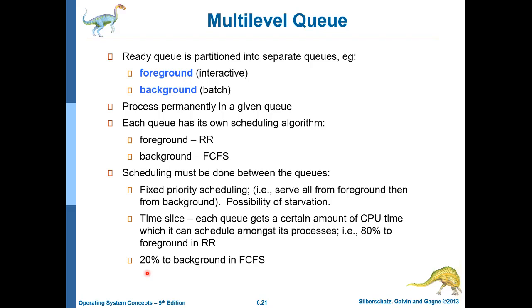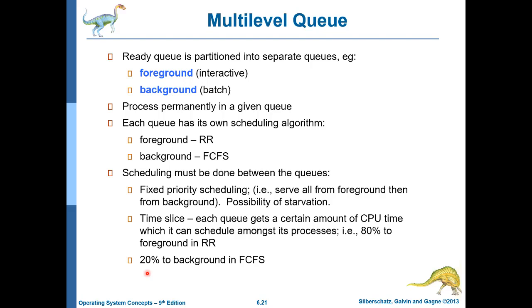For example, the foreground process, which requires interaction and better response time, we can give it round robin, and the background process, because they are long and normally not urgent, we can give them first come first serve scheduling.